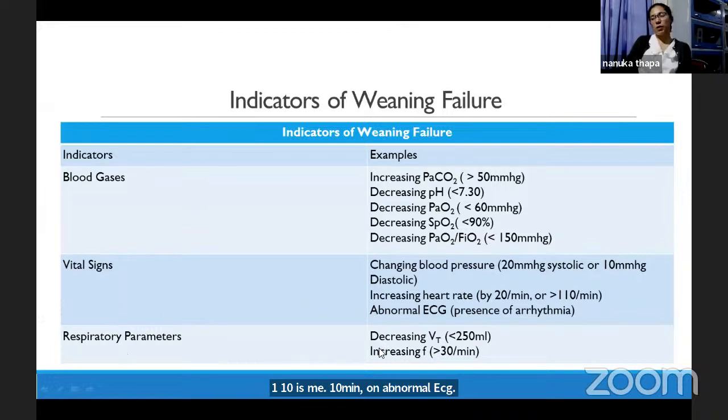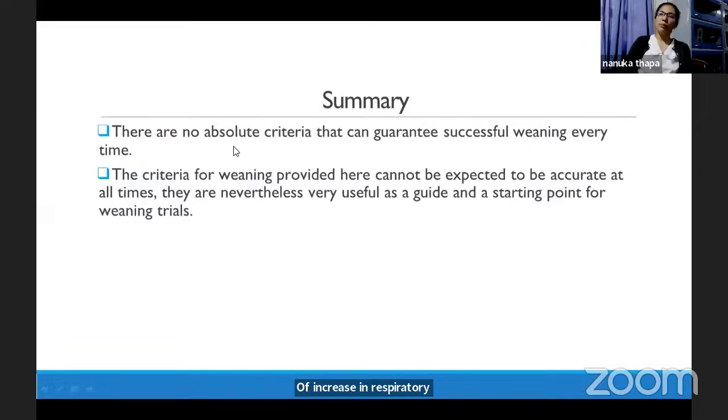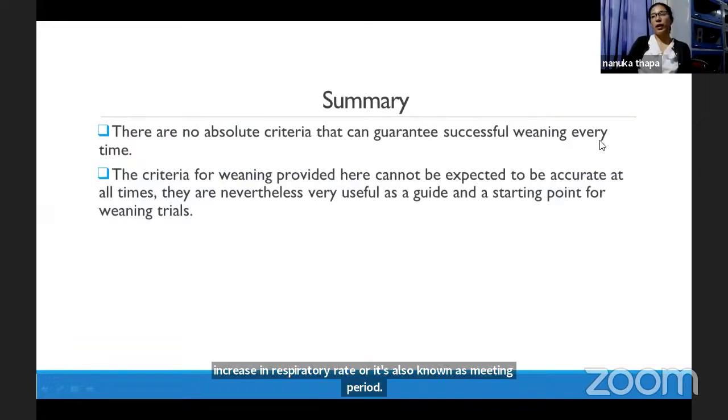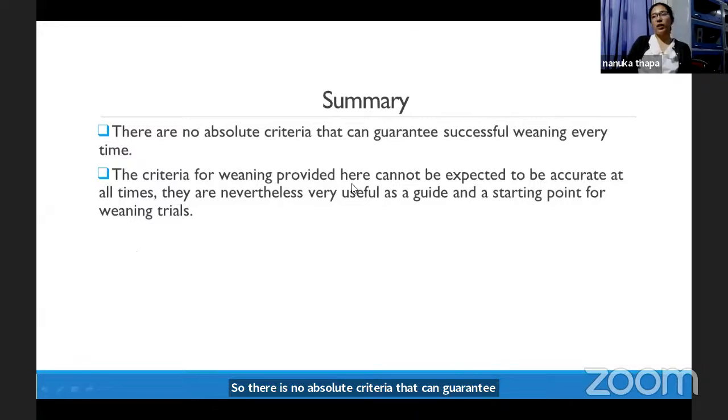Respiratory parameters which need measurements are decrease in tidal volume, less than 5 ml per kg or 250 ml, and increase in respiratory rate or tachypnea more than 30, which is also known as weaning failure. So there is no absolute criteria that can guarantee a successful weaning every time. The criteria for weaning cannot be expected to be accurate at all times and for all patients. These are to be considered with a pinch of salt and to act as a guide, a starting point for weaning trials. Every patient will be individual. Every patient will have a different underlying pathology and comorbidity. It will have to be individualized for each and every patient.